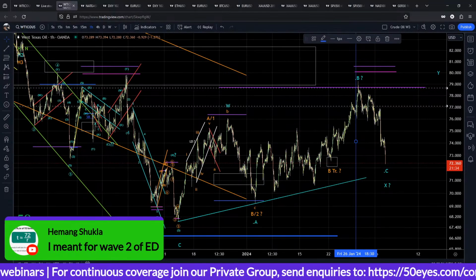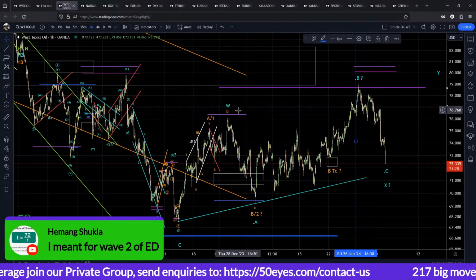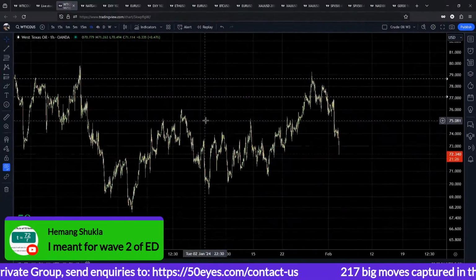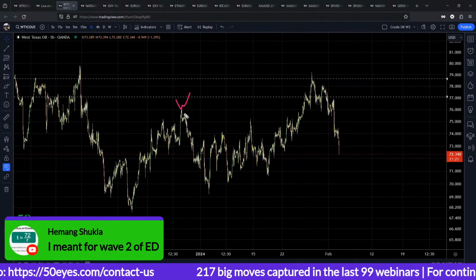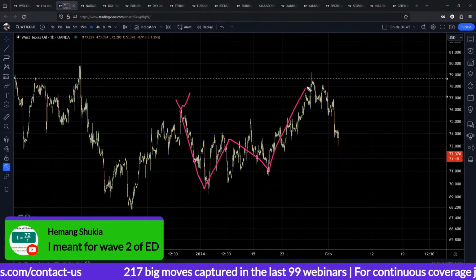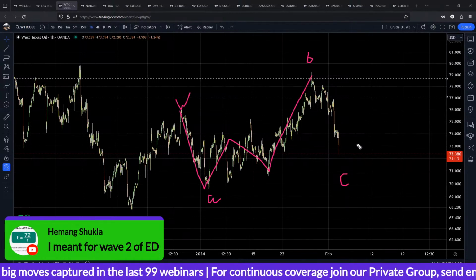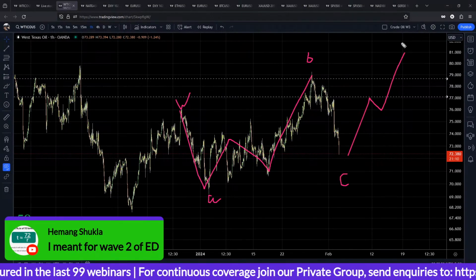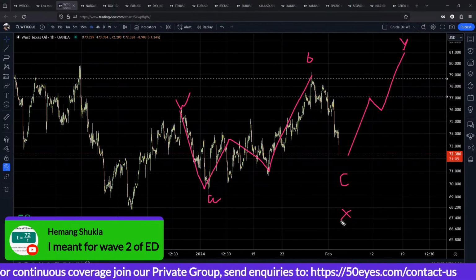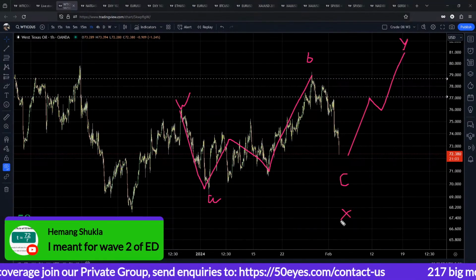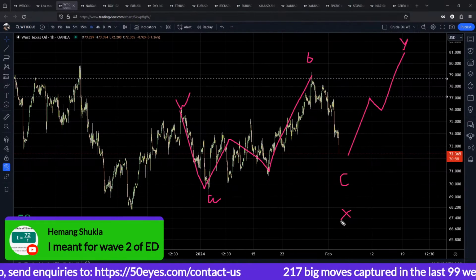Now, as I said, we want to discuss what's really happening here. I think it is forming a complex kind of correction. Now, if I remove all the counts here, possible W here, possible X, and then will be followed by a possible Y. That's our primary expectation. Now, what is this W and X and Y? What nonsense am I typing here? So those of you not familiar with Elliott Wave, this is what we call a complex kind of correction.